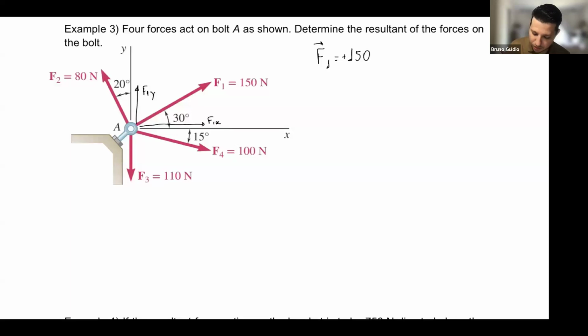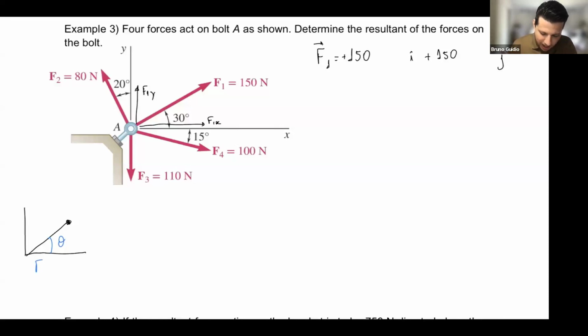Positive sine or cosine i hat, positive 150 sine or cosine j hat, okay? Now let's figure out the cosine and sine. Let's use that rule. Let me see if I can draw it here for you so you know what I'm saying. If we have this angle here, this is F. Say we have this angle theta, measured from the x-axis, touching the x-axis.